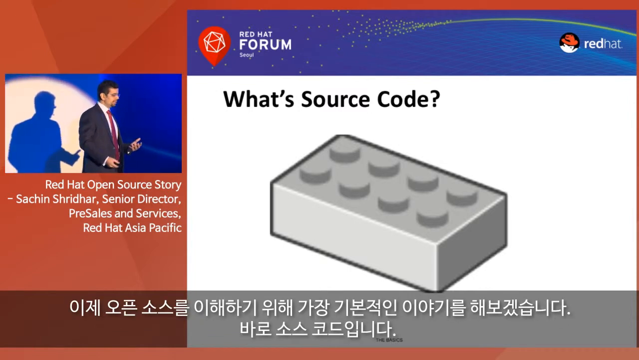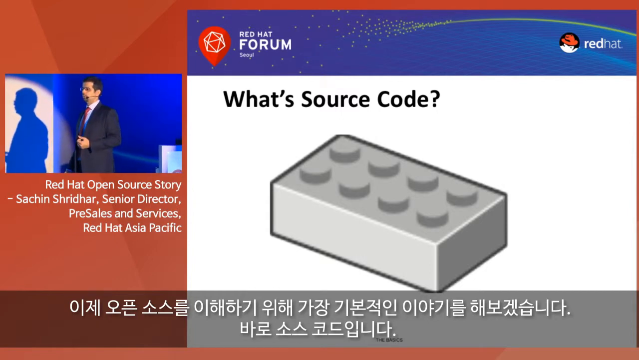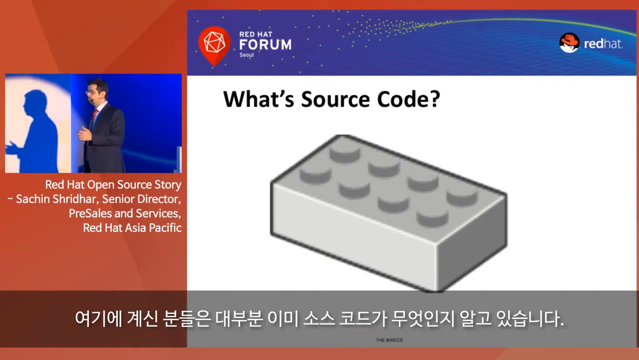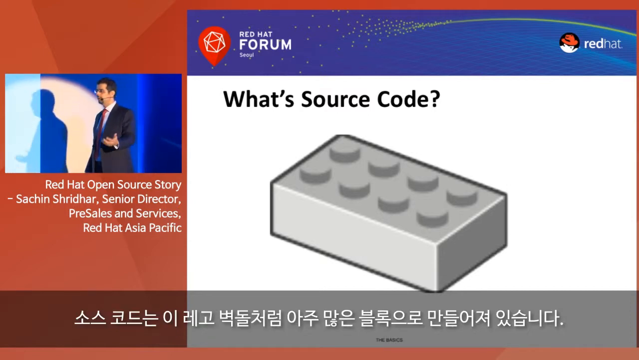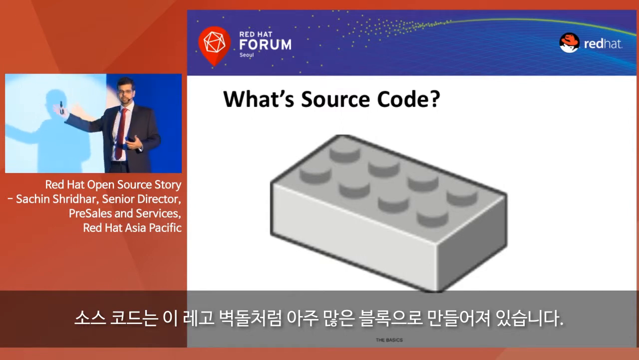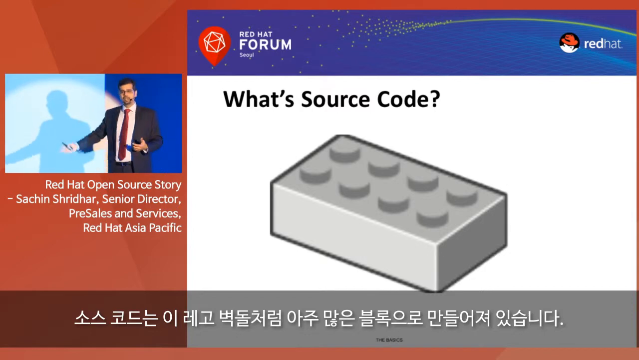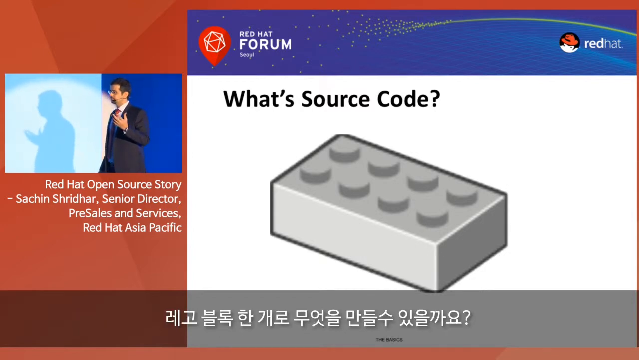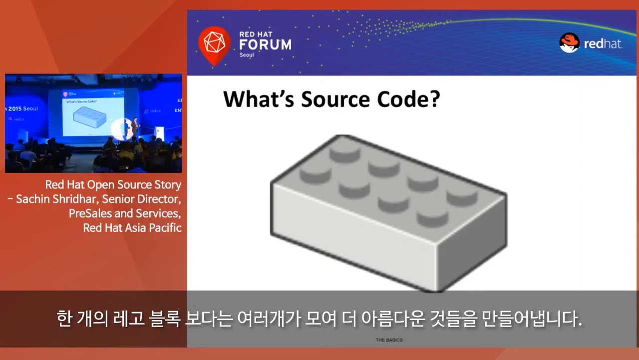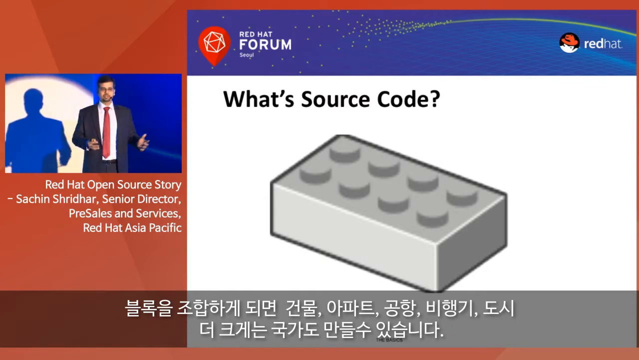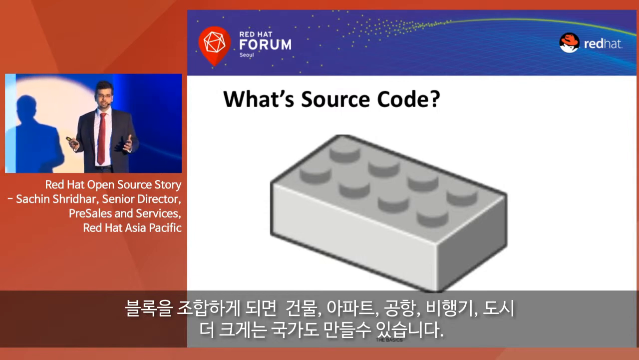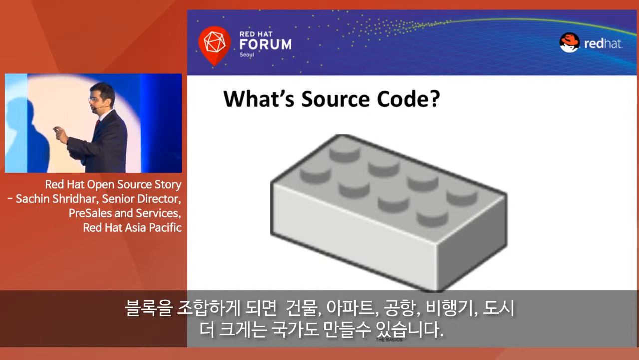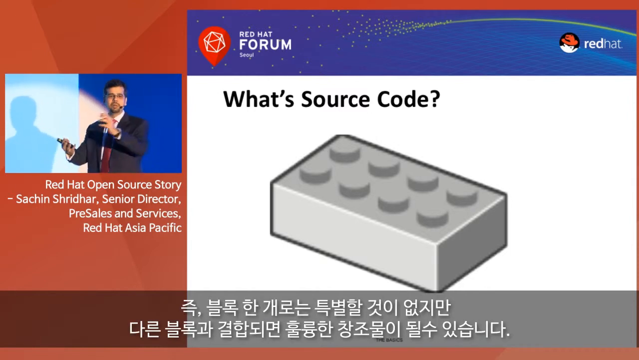So to understand the open source way, let's go down to the lowest level, source code. Most people in this room already know what source code is. Source code is made up of many, many small blocks, like this Lego brick. Is one Lego brick very useful? Many Lego bricks can come together to create beautiful models. You can create buildings, apartments, airports, airplanes, cities, countries. But they all have to be made up of each individual block. So one block is not powerful, but when combined with other blocks, it makes a beautiful sculpture.